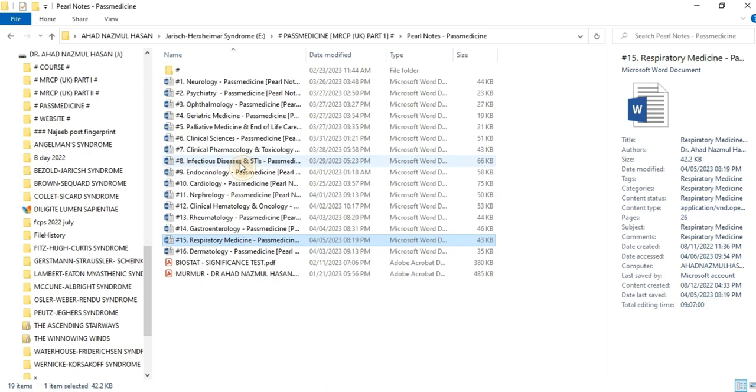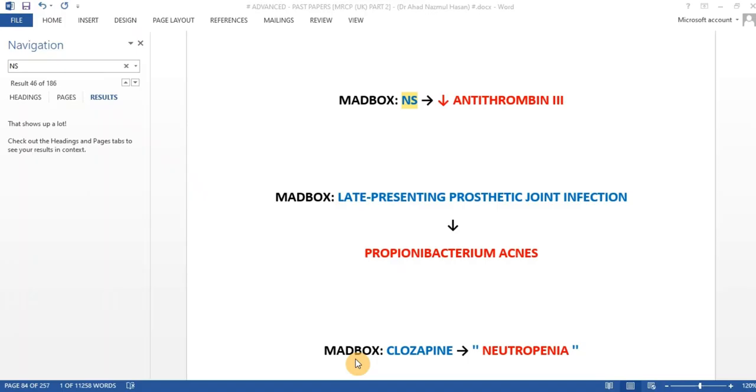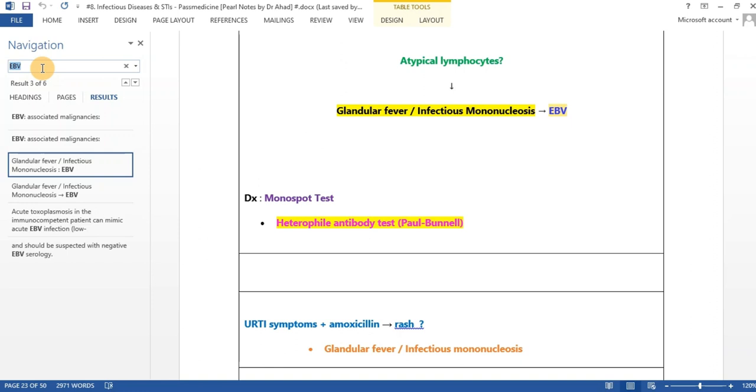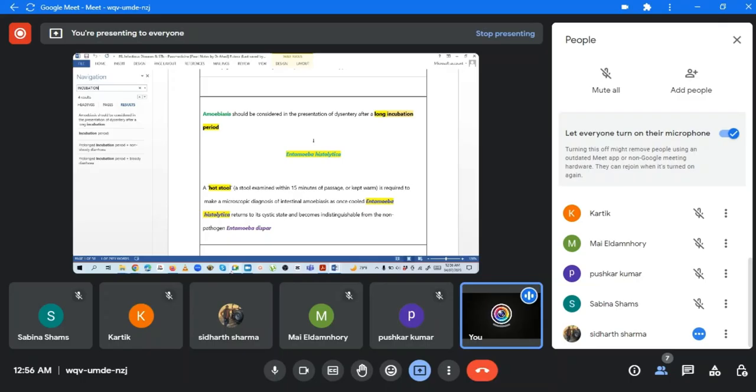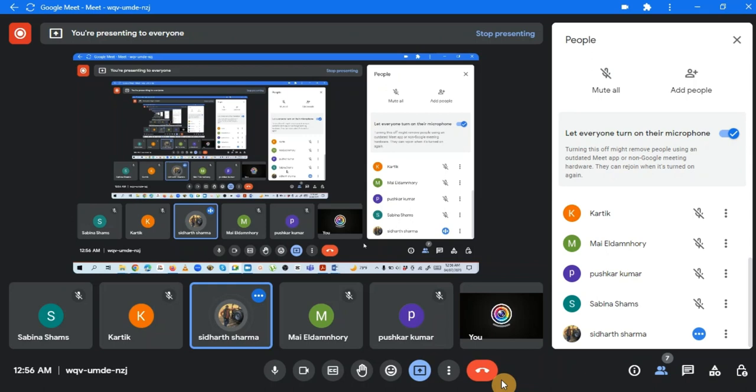So 3 days incubation period, bloody diarrhea plus left iliac fossa pain. What may be the most likely diagnosis? Go on, try. Shigella, sir. Yes, very good. So this is due to Shigella.